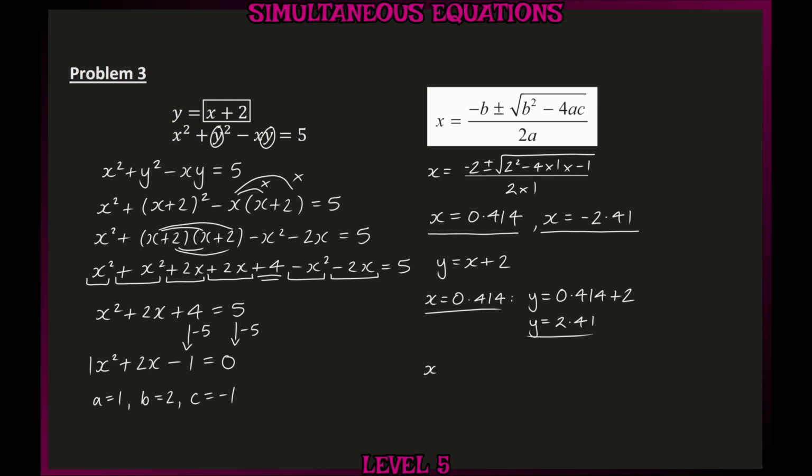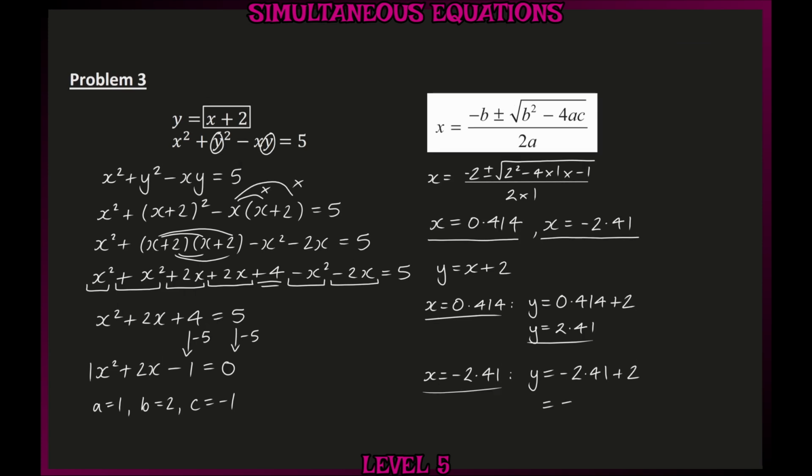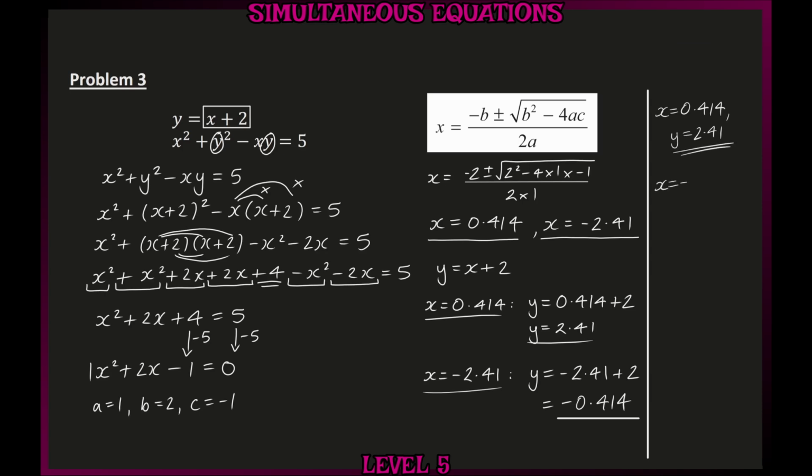If we now do the same with our second value of x, which is minus 2.41, and we substitute it in for y, we have y is equal to minus 2.41 plus 2. And this gives us minus 0.414, again, to 3 significant figures. So this is our second pair. So our final answer to problem 3 is x is equal to 0.414, y is equal to 2.41, and x is equal to minus 2.41, y is equal to minus 0.414.